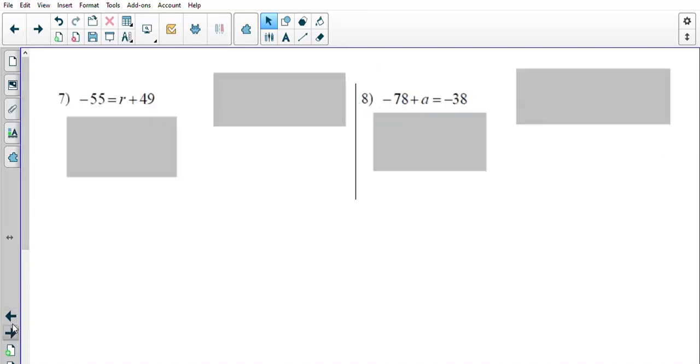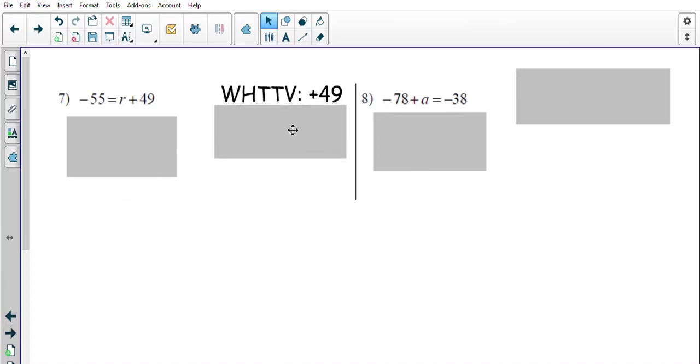All right, we're almost halfway done with our examples. We're only going through number 14 here because I don't want to put too much on your plates at this point. I want to make sure we have a good understanding of solving one-step equations before we move on to our word problems and things that are more complicated. So number 7, we have negative 55 equals r plus 49.